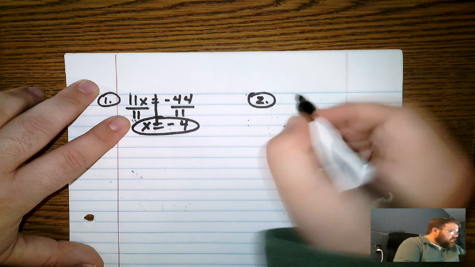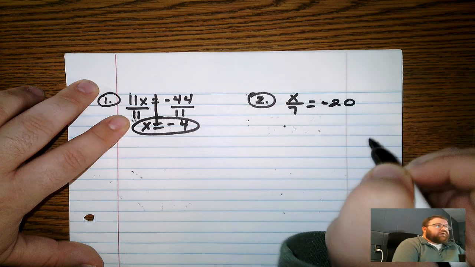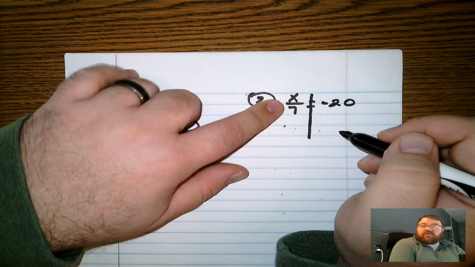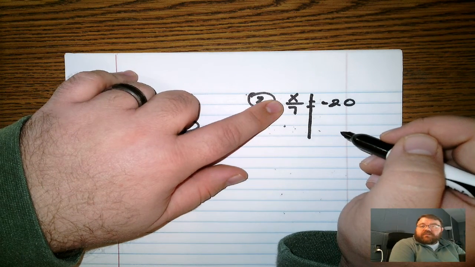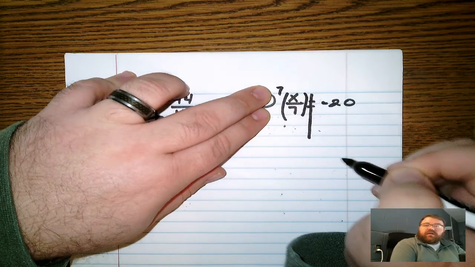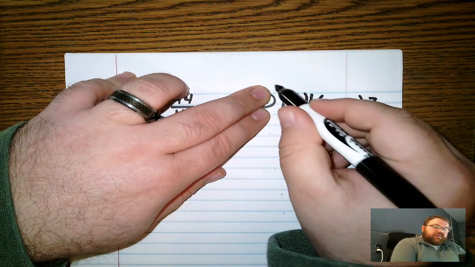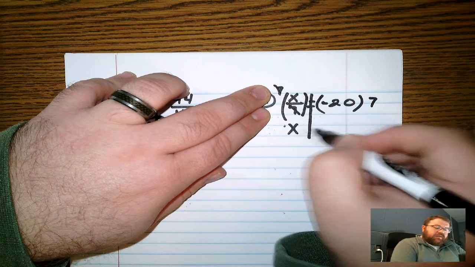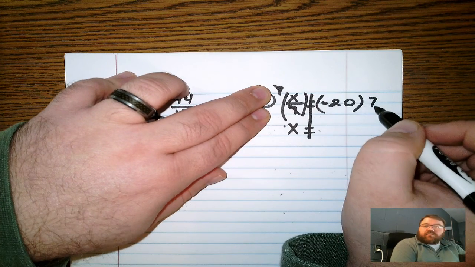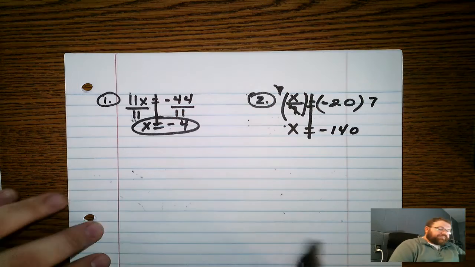Number 2, I have x over 7 is equal to negative 20. I'm going to draw my line separating the two sides. This looks like a fraction. Remember, fractions are just division problems. So the opposite of division is going to be multiplication. So I multiply by 7. I come over here and I multiply by 7. These 7's cancel. It leaves you with x is equal to negative 20 times 7. Remember your integer rules. Different sign, so it's negative 140 is my answer there.